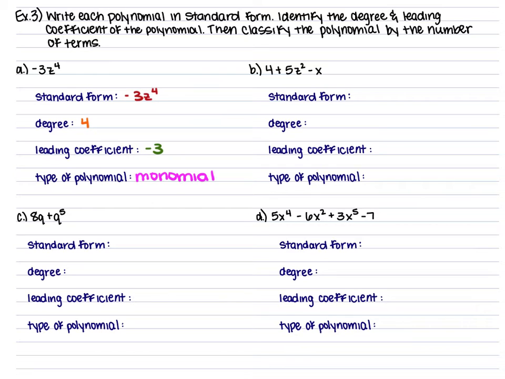For example B, we're given 4 plus 5z squared minus x. So in standard form, highest degree first, that's that 5z squared. Then we would have that minus x, and then lastly the 4. The degree of this polynomial is 2, since it's the highest degree. Your leading coefficient is the number in front of the variable that has the power of 2, which is 5. And the type of polynomial you have here is 3 terms, so that's a trinomial.